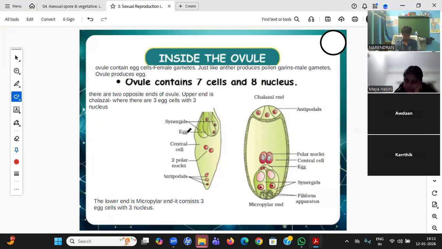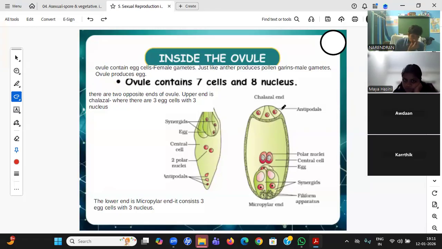Just like the ovule has egg cells, just like pollen grains have male gametes. Now let us see, student. I have opened this ovule. Why is it saying 7 cells, 8 nuclei? Let us see. You should not remember all of this. You should only remember this: the ovule contains 7 cells and 8 nuclei.